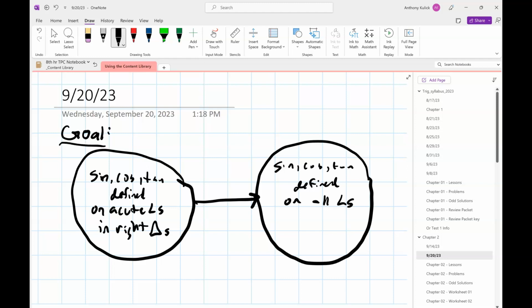Now the first two sections, the sections we're doing today, are going to be building towards that goal, but not directly going towards that. But that's where we're heading here in chapter 2. So we're going to reconceptualize what sine, cosine, and tangent mean so that we can apply those functions to angles of any size, no longer stuck between 0 and 90.